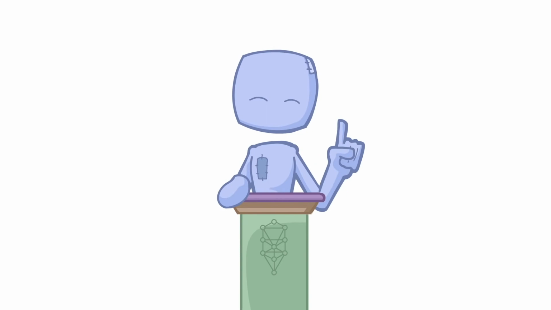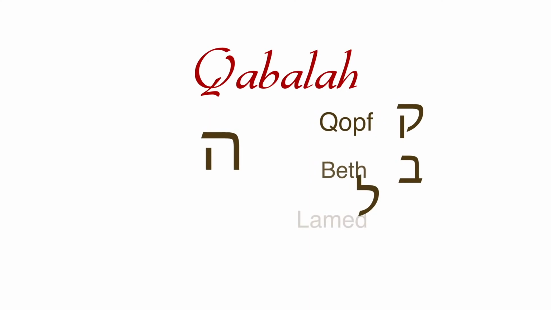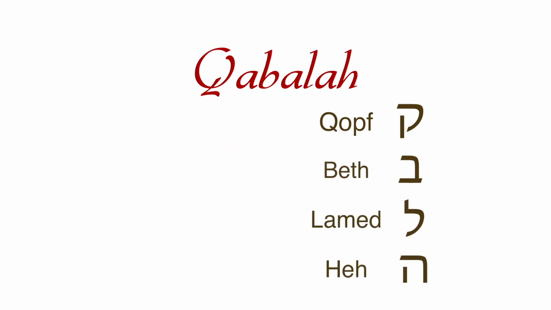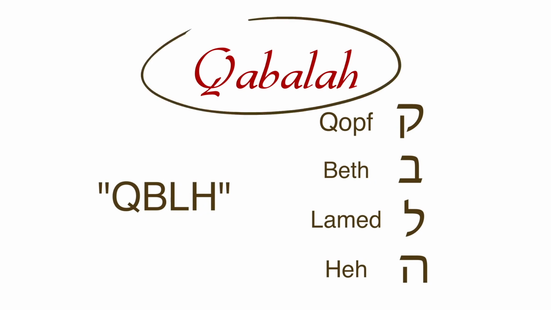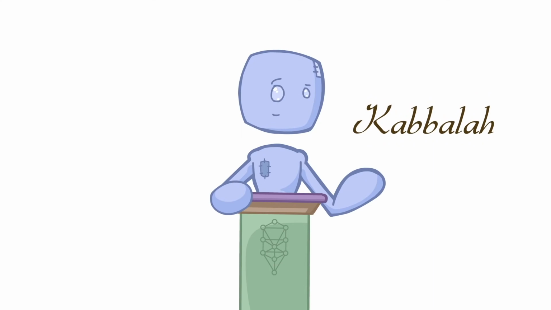In the traditional Hebrew spelling, Kabbalah is translated to the letters Kuf, Bet, Lamed, and He. In English, this sort of translates to QBLH, as there are no vowel letters in the Hebrew alphabet. These four letters together are pronounced Kabbalah. However, the most common traditional Hebrew translation of Kabbalah is the version with a K.